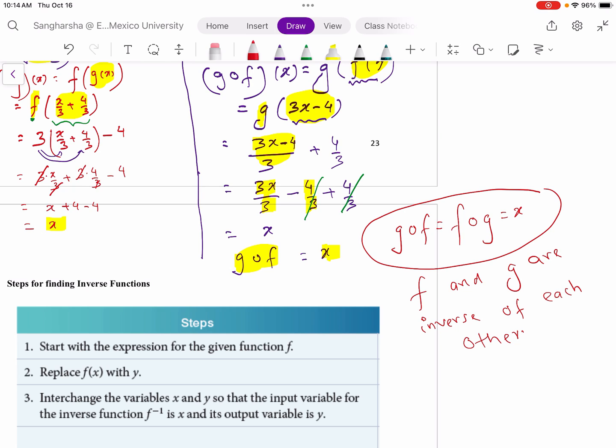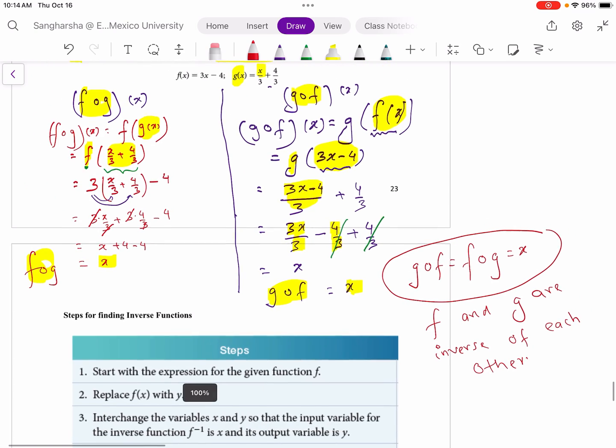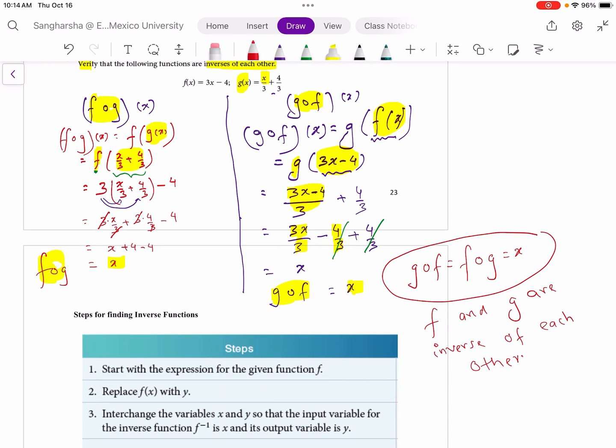Here we are given two different functions and we want to check whether those two functions are inverses of each other or not. For that, we find the composites. We find F composite G and G composite F, and if both composites are exactly x, then these two are inverses of each other.